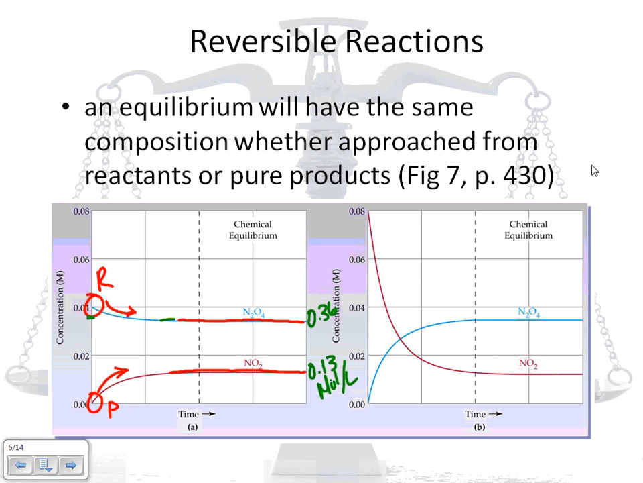If we take the same reaction, but we start with only products and no reactants, the same thing is going to happen because it is a reversible reaction. Your concentration of products is drastically going to drop at the start, and your reactants is going to increase. But over time, again, you're going to plateau out, you're going to balance out, and you're going to hit the exact same concentration at about 0.36 and about 0.13. So that's what I mean at the top when it says that it will have the same composition, or the same concentration, whether approached from only reactants or only products.